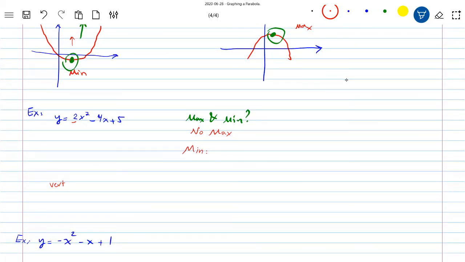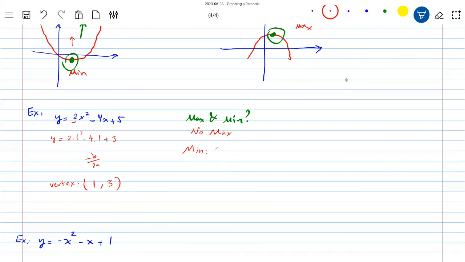Vertex happens to be at negative b divided by 2a, negative negative 4 divided by 2, which is positive 1. This is negative b divided by 2a. And if I replace 1 into the equation, what do I get? y equals 2 times 1 squared minus 4 times 1 plus 5. You'll get 2 minus 4 is negative 2, plus 5, you'll get 3. So the minimum happens at (1, 3).